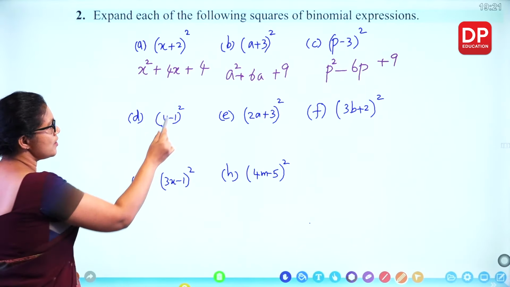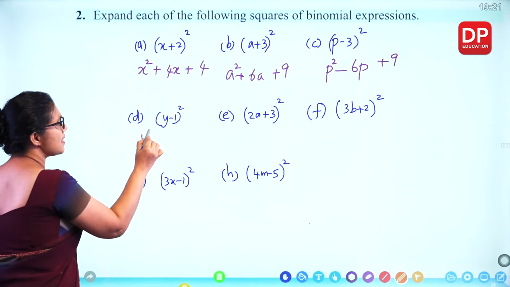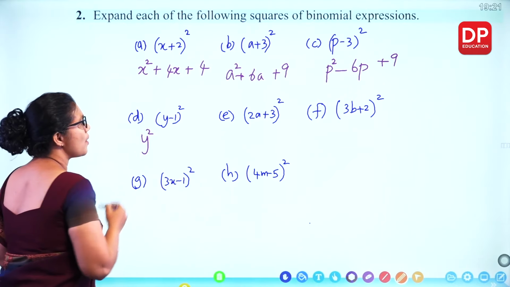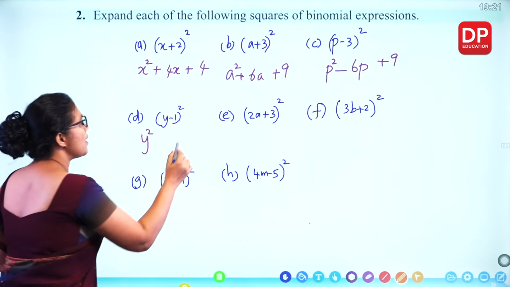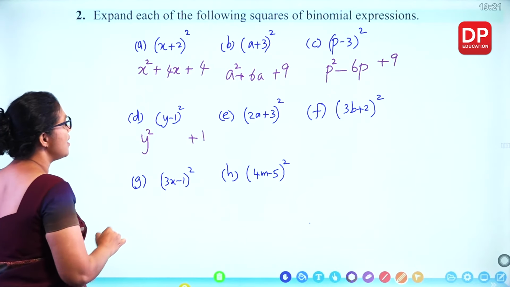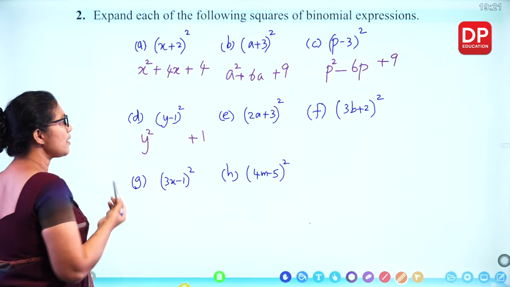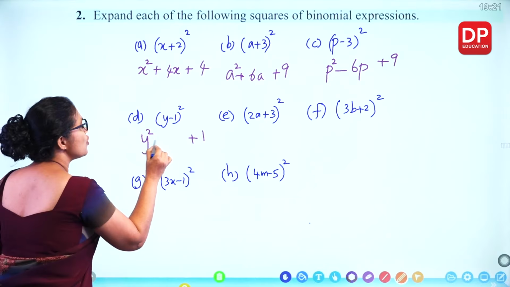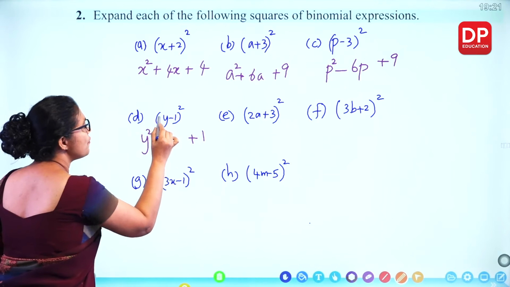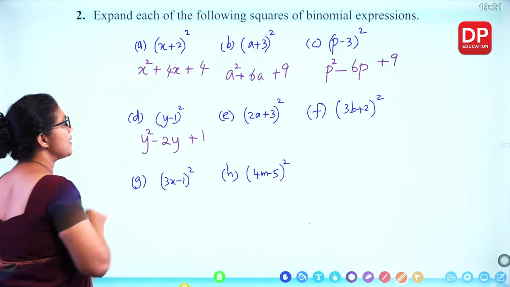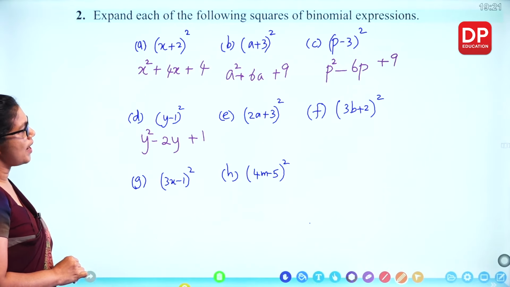This one, again square term. Take the first term squared, last term squared. Minus 1 into minus 1 becomes plus 1. What's the middle term? Middle term becomes negative. So you multiply by double of these two. So the number becomes minus 2y.